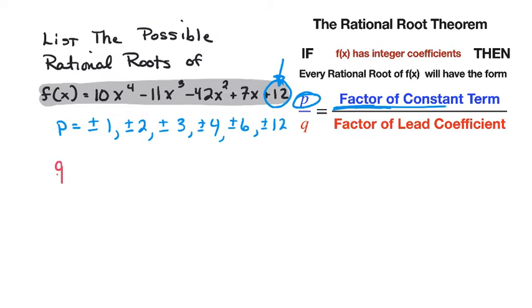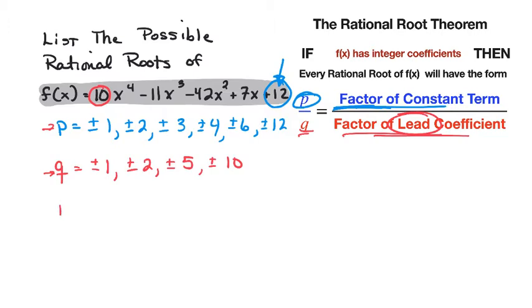Next we'll do Q. Q, list all the factors of the lead coefficient. Lead coefficient is the coefficient that's in front. That's 10. So let's list all its factors. 1 goes into 10, 2 divides evenly, 5 goes into it, and 10 does. So those are all the factors of P, all the factors of Q, and so here's what our possible solutions are. I've got to put my blue one, the P, on top here, and my red one, the Q, just like the formula says, P over Q.